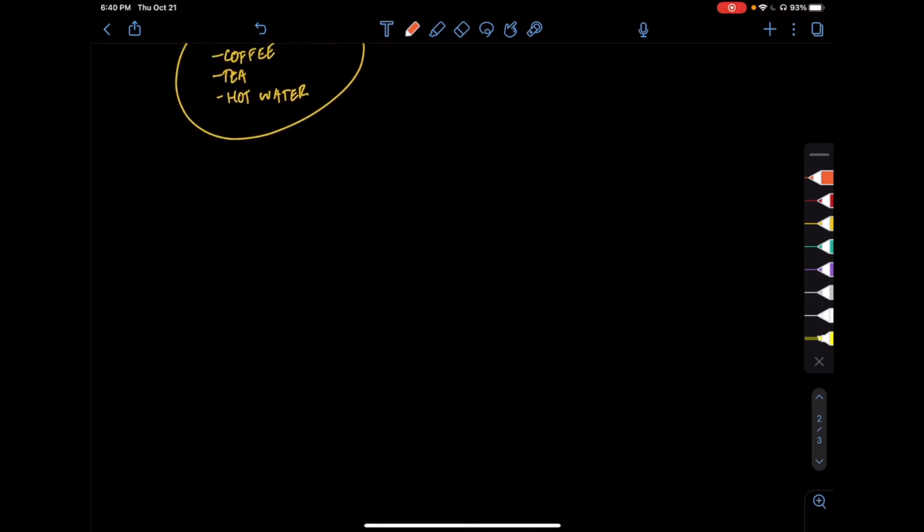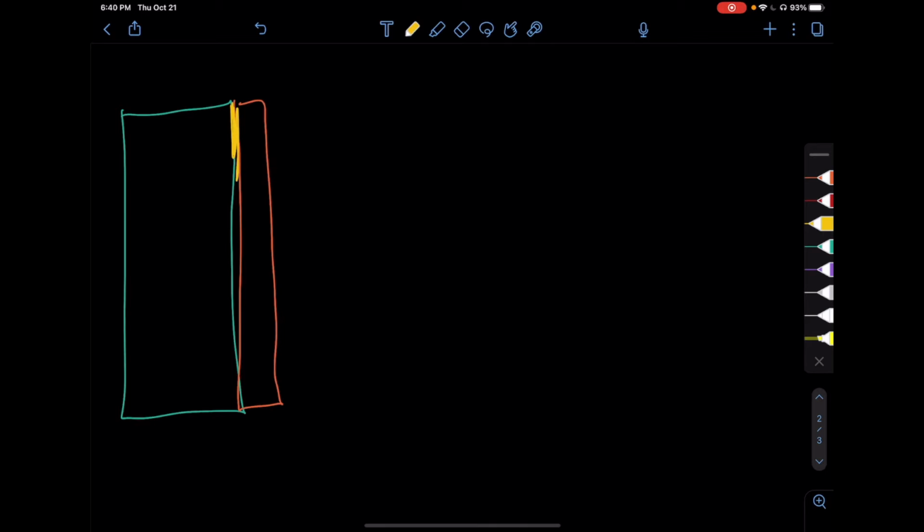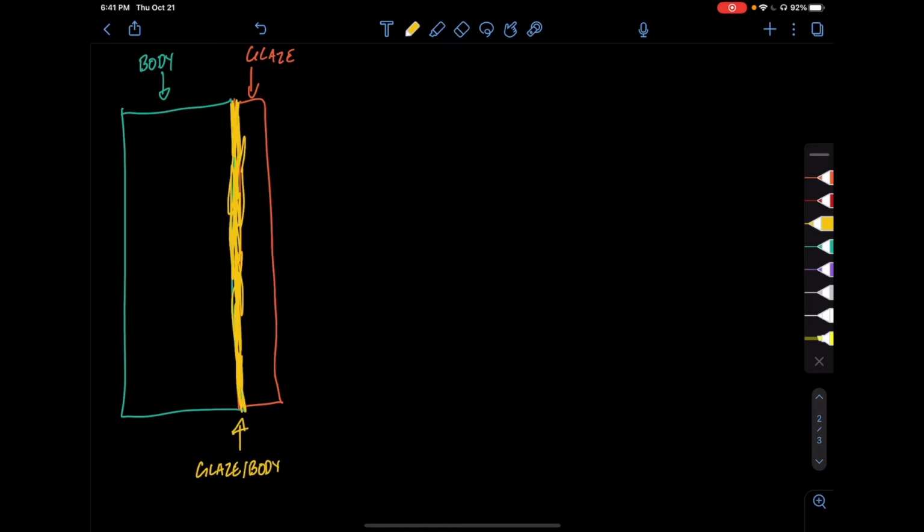So what is crazing? Crazing is when your body and your glaze, after being fired, expand at different rates. So with your glaze, let's say your glaze here has a coefficient of thermal expansion of 8.0, and your body has a thermal expansion of 7.2. Now, these may seem pretty close, but as in my last video I talked about, they aren't.